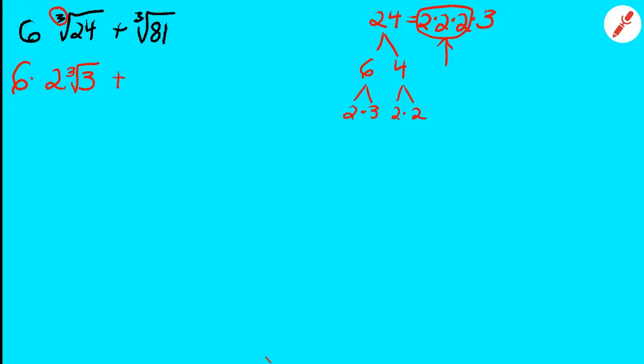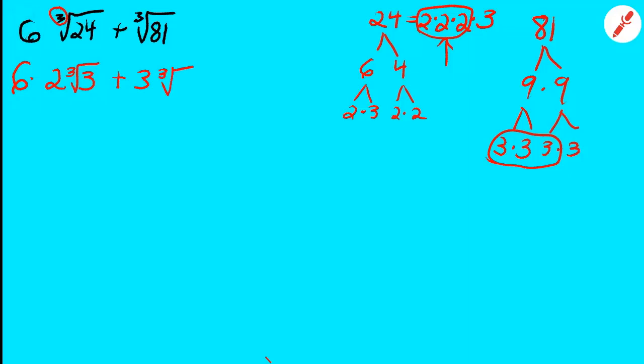All right, let's do this with 81. 81 will break down into 9 times 9. It's a perfect square, but is it a perfect cube? Well, let's see. 9 breaks down into 3 times 3, and 9 breaks down into 3 times 3, and look at this. I have 3 of the same number, 3, so the cube root of 81 can be written as 3 times the cube root of 3. One of these 3s comes to the outside, and this 3 stays on the inside.